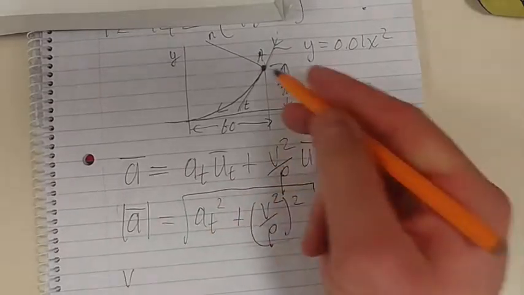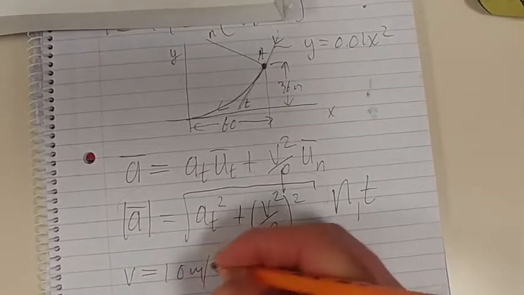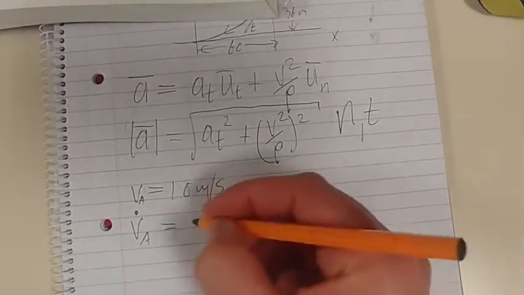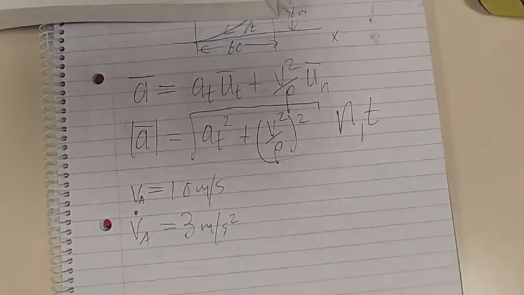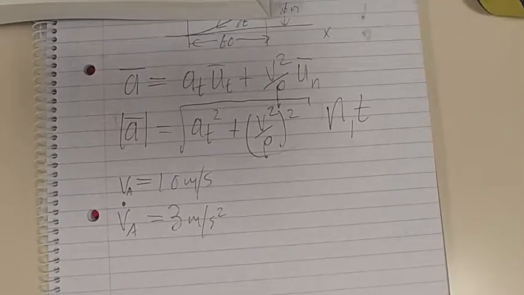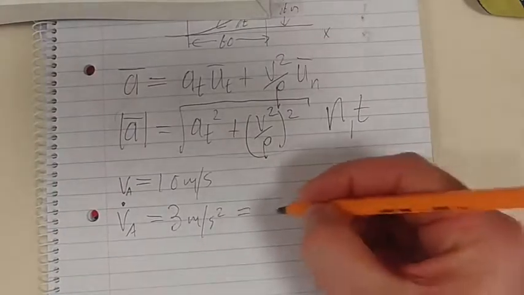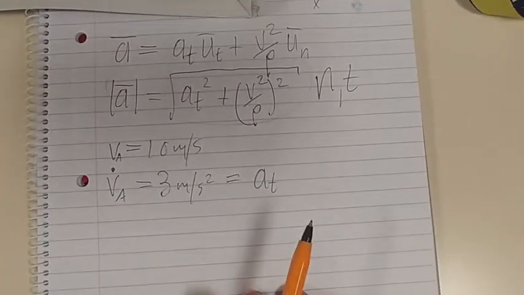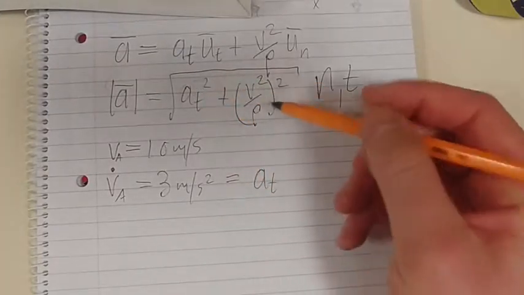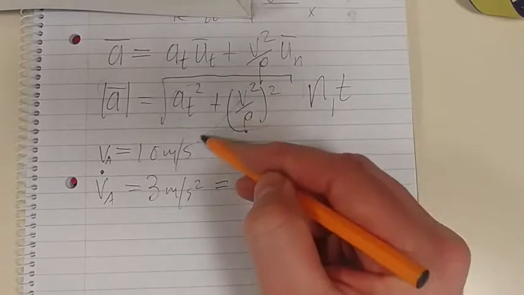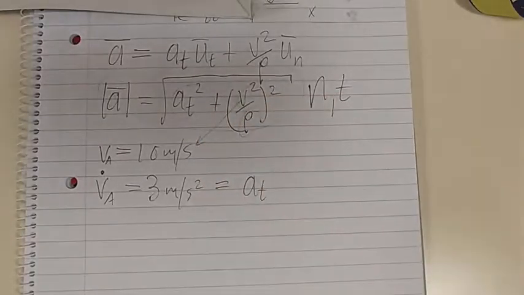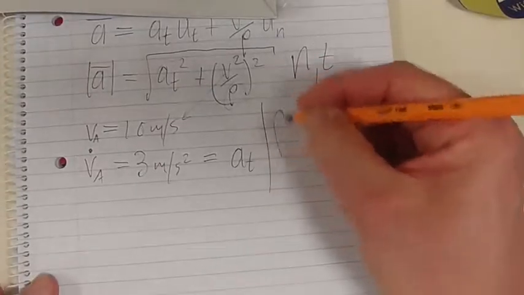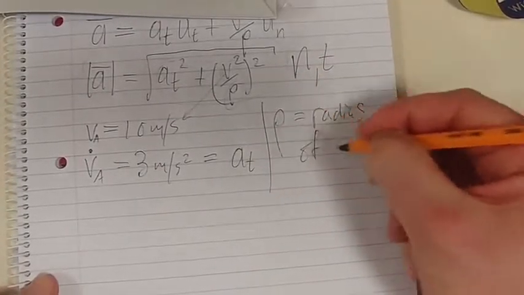What do we have? At A, our velocity is 10 meters per second, and that's VA. Then VA dot is 3 meters per second squared. What is VA dot? Please try to answer that for yourself. That is simply AT, the change in velocity. Do we have V? Yes. What about rho? No, we do not have rho. What is rho? Rho is your radius of curvature.